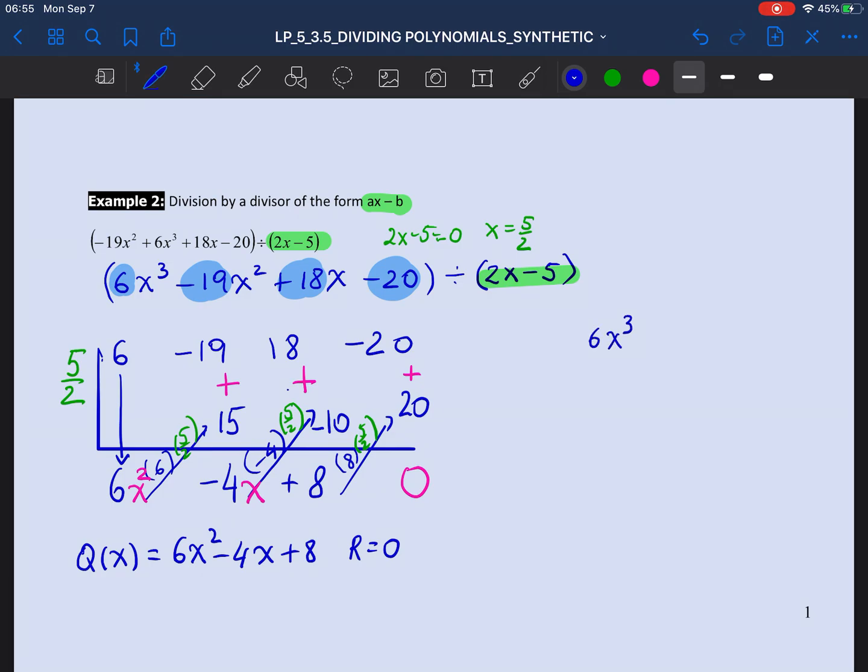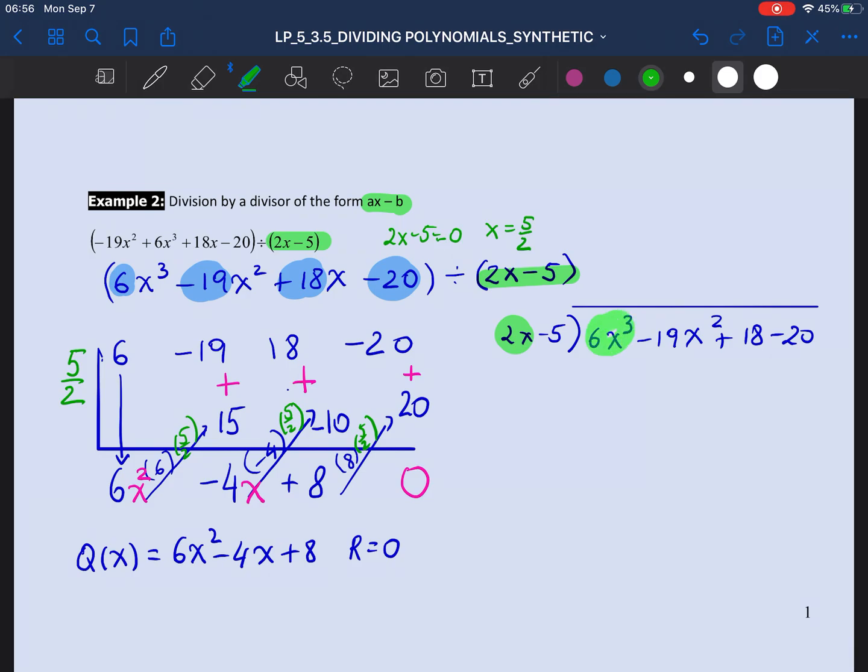So here we go, 6x cubed. We can do this a bit faster, right? Because we have practiced this a little bit more by now. Divided by 2x minus 5. Nice straight line here. Here we go. So remember that we compare the first term in the divisor by the first term in the polynomial. And we have 2x minus 5 in the divisor.